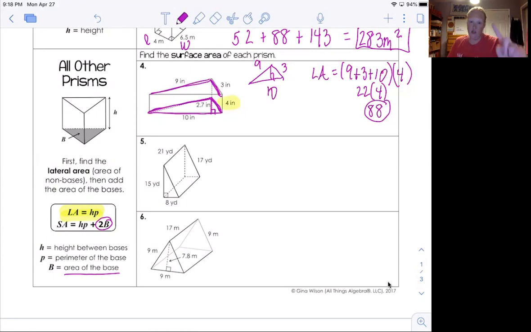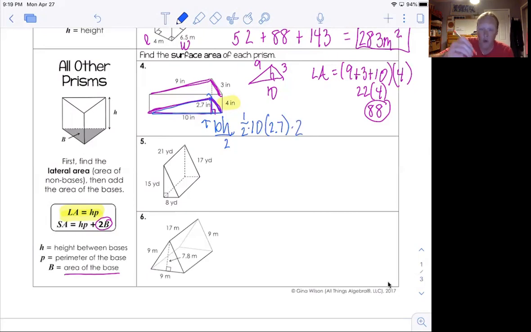Now I've got to add to that 2 of the bases. So I'm now going to find the area of the base, which is, here's my triangle right here. And area of a triangle is base times height divided by 2. So my base is 10, my height is 2.7, and actually I'm going to do times 1/2 because I think that's what we talked about in class. So 1/2 times 10 times 2.7. And there's 2 of them, so I'm going to do times 2.